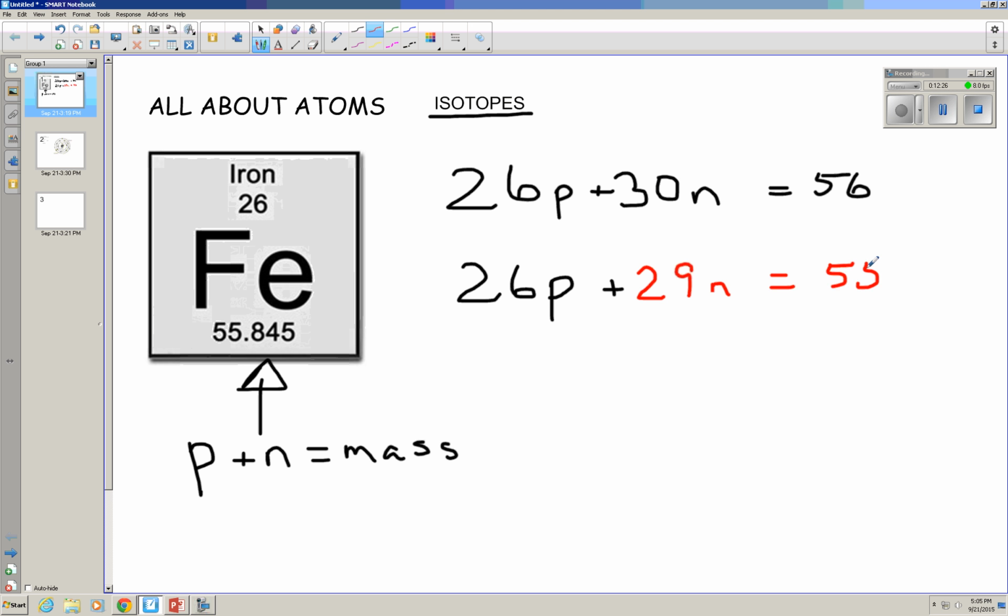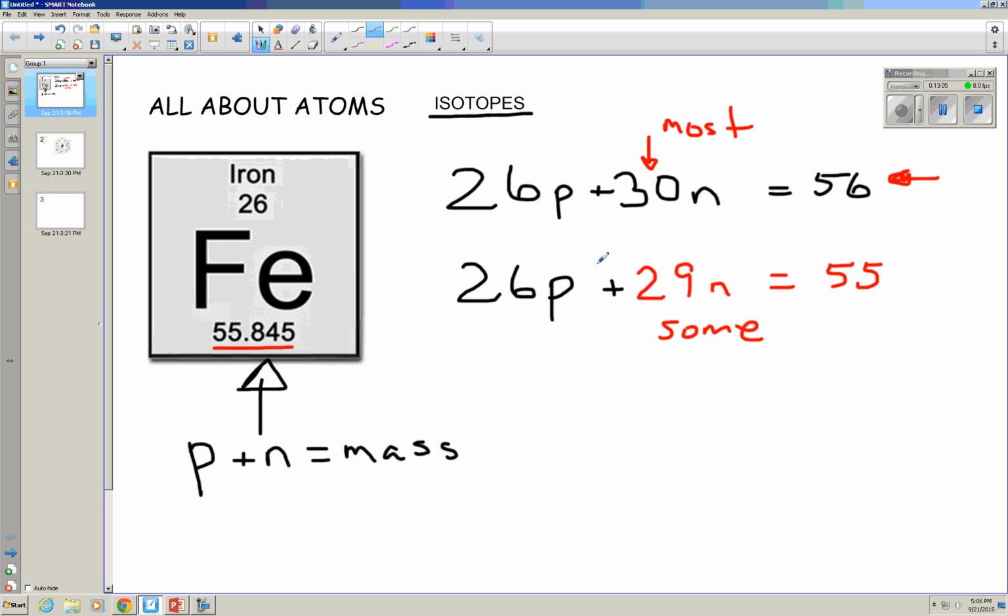And if you remember how to find the average of something, you add everything up and then you divide by the number. Say if I had 100 iron atoms in a box and I added all the masses of all the iron atoms up and then divided by 100, I would get an average. So because this average is closer to 55.85, it's telling us most iron atoms have 30 neutrons. That's most of them. But some iron atoms will actually have 29 neutrons.